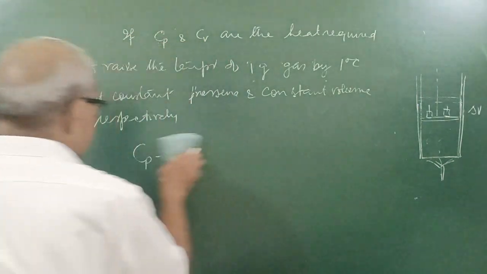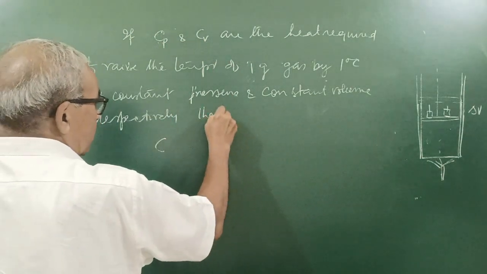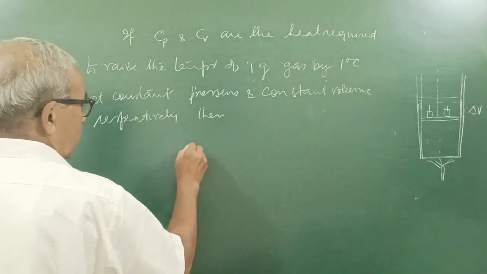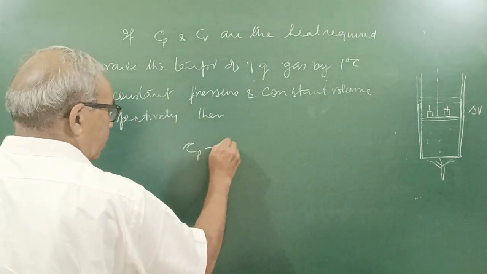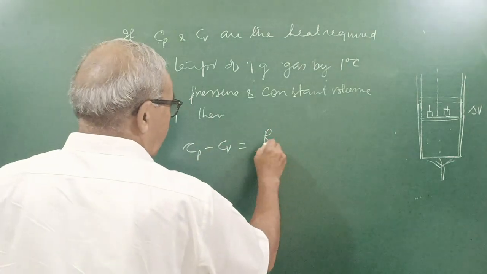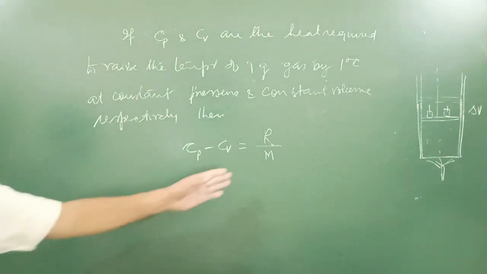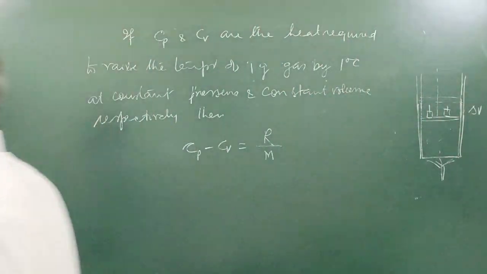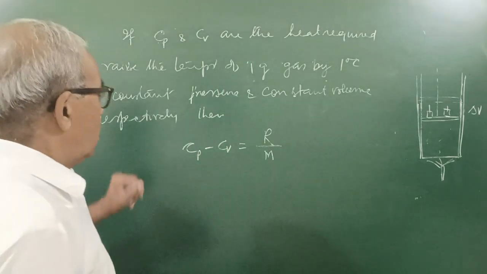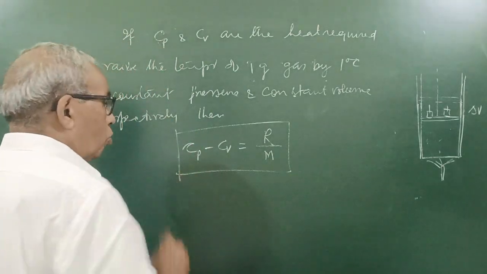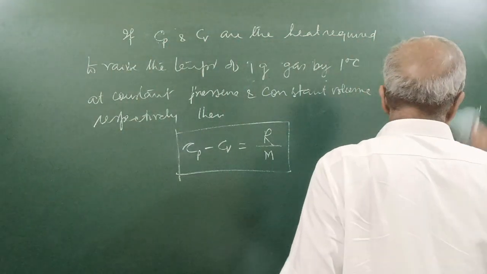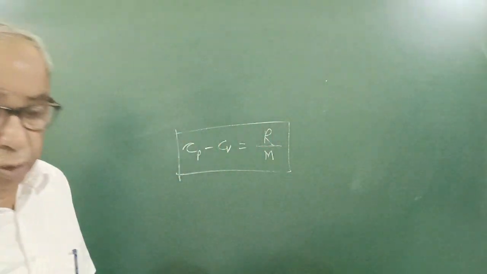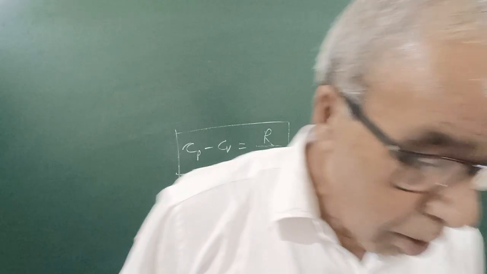Then small cp minus small cv equals capital R by M, where M is the gram molar mass of the gas, for example 44 grams of oxygen equal to 1 mole. This is asked a lot in exams. So this was all about molar specific heat of gases at constant pressure. Very important, in thermodynamics it will be continuously used. Definition of Cp and Cv.